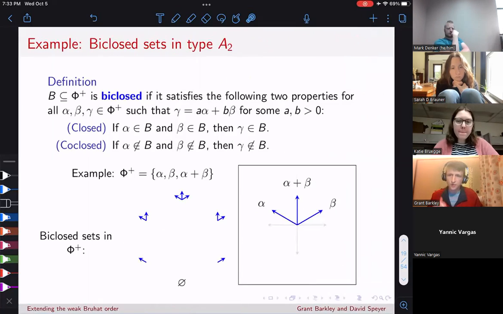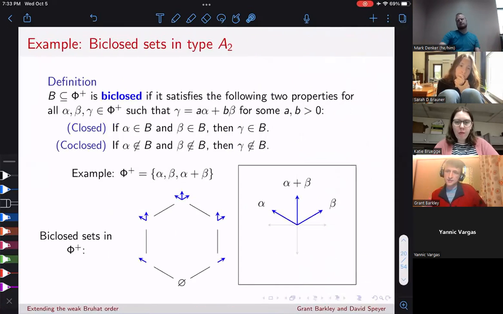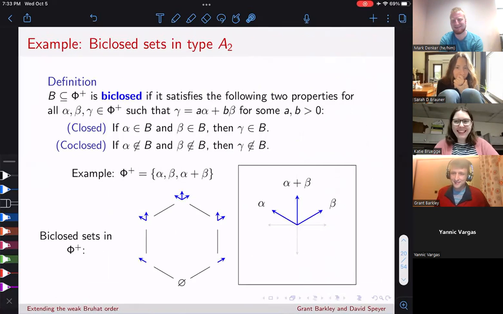So let's just write down all the biclosed sets, and I've drawn them in a certain positioning that may seem familiar. Let's look at the inclusion order on these things. Here's the Hasse diagram for the inclusion order on these sets. These are sets of vectors, so we can just look at containment order. Okay, yeah. Any guesses for what this poset is?